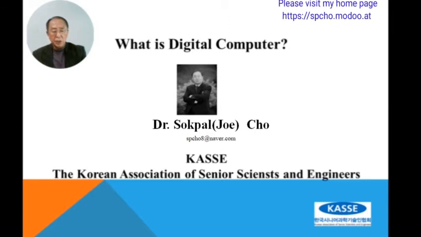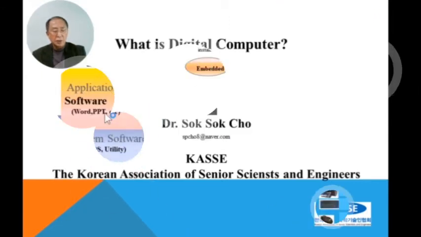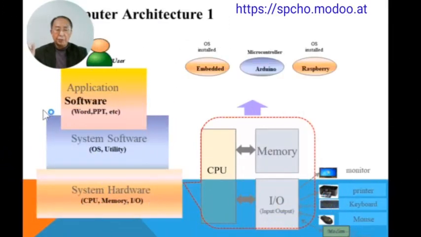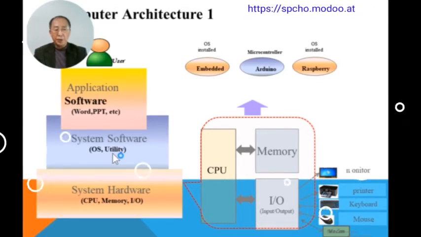And the next steps I will explain. So please pay attention to a block diagram. A digital computer can be broadly divided into three parts. In other words, it's divided into system hardware, system software, and application software. You need to understand the terms. What is hardware and what is software?